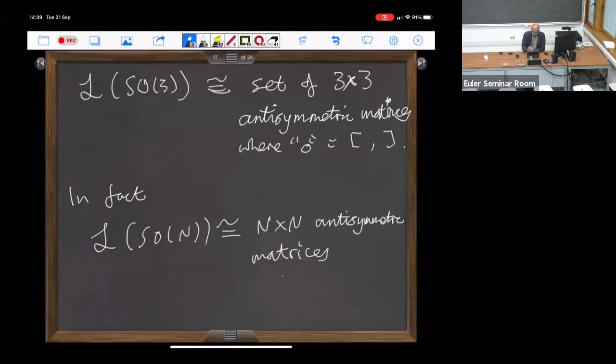I just wanted to be specific there because sometimes you might see in texts that the Lie algebra of SO3 is the set of antisymmetric matrices, but then they don't qualify what the product rule is on that algebra. And that can be confusing because you can multiply antisymmetric matrices together to get other matrices.